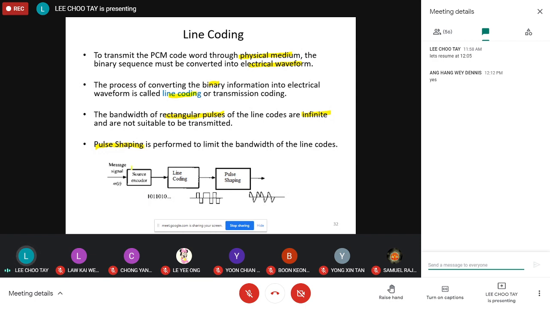The diagram at the bottom of the slide shows you again the process. I have a message signal. I encode it, so I've done my PCM. The next step is line coding. I have to convert this bit stream, 1011 and so on, into some signals, some electrical waveform. Normally the output will be a series of rectangular waves, so we need to shape this wave into a form that requires less bandwidth, because rectangular pulses require infinite bandwidth. That is pulse shaping. So let's talk about line coding here, how to convert the binary bit stream into rectangular pulses.